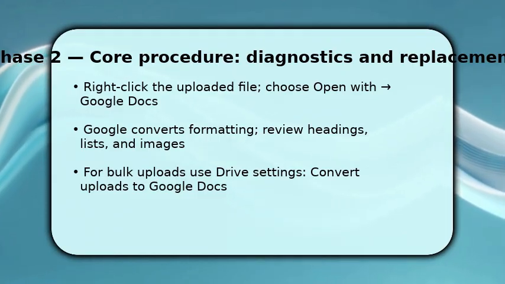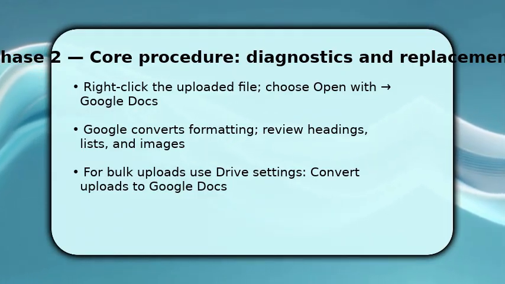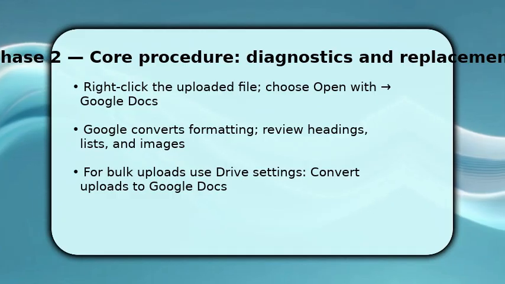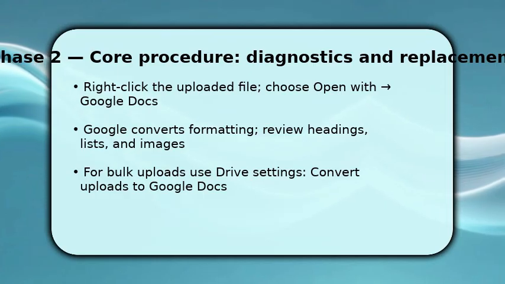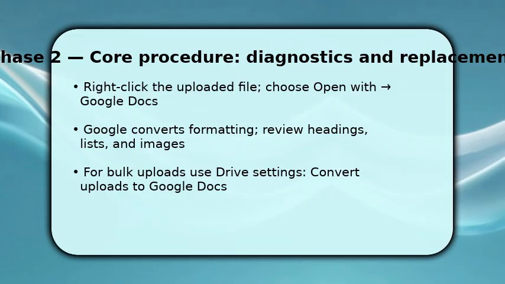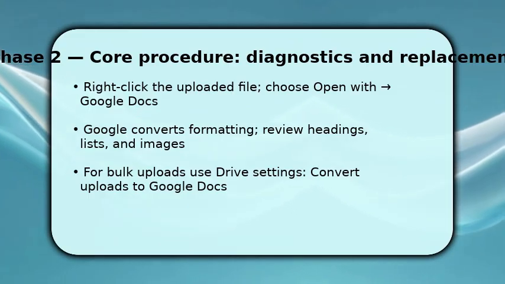If you need exact layout, compare side by side with the original Word. For multiple files, enable Drive's Convert Upload setting to automate conversion. Make adjustments directly in Docs, and use version history to revert if conversion changes content you want to keep.